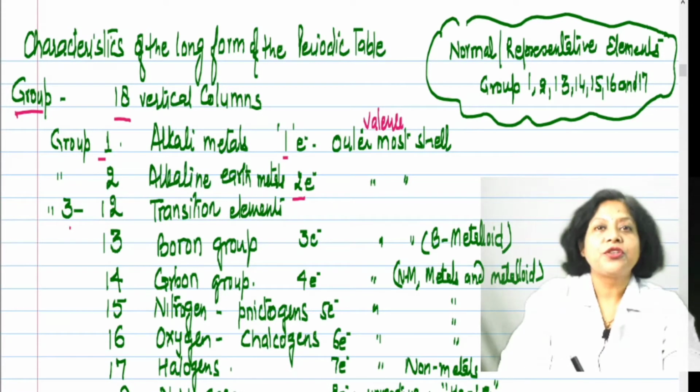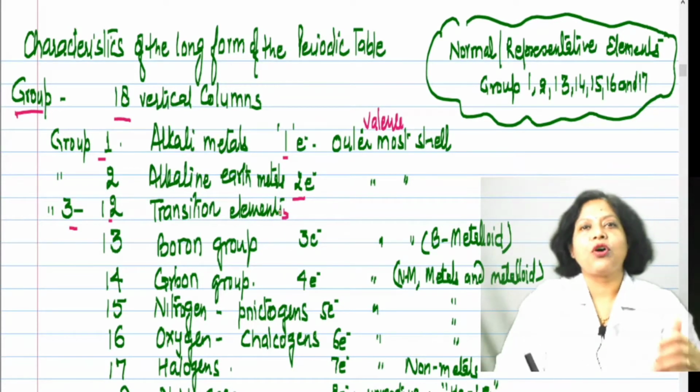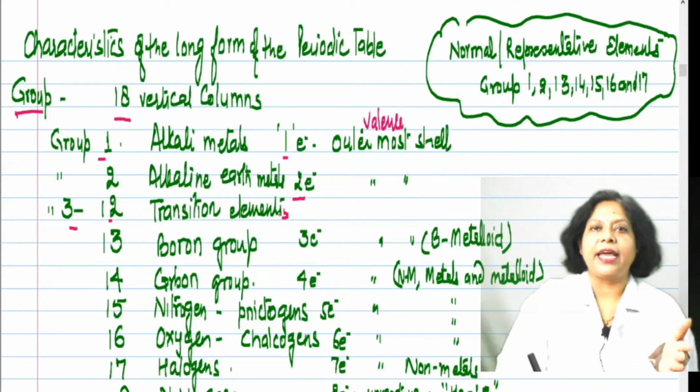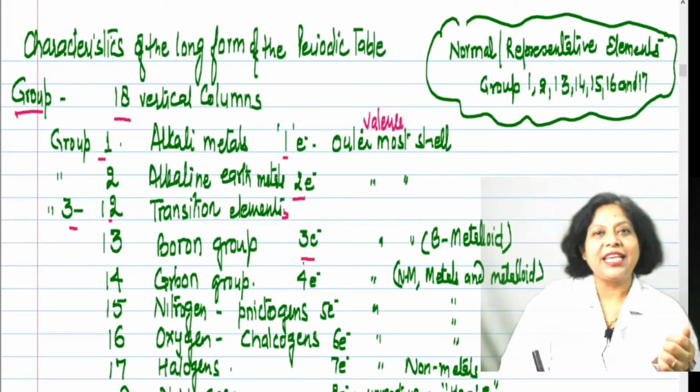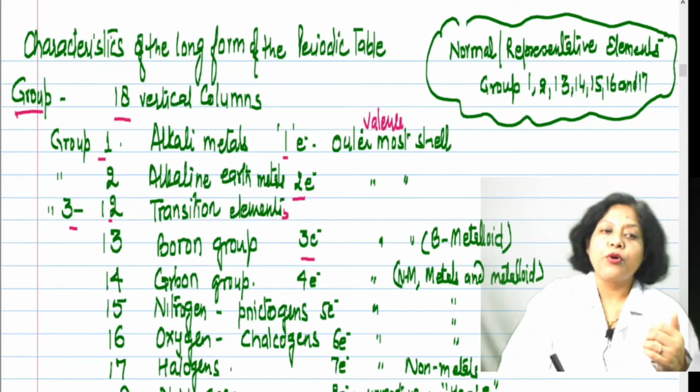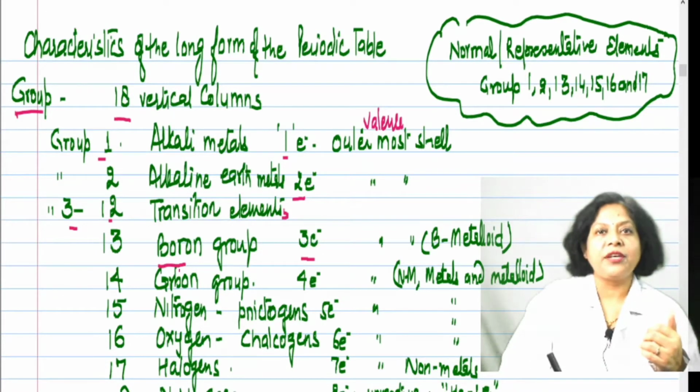Then group 3 to group 12, they are known as transition elements, and they have accordingly electrons in the outermost shell. Then group 13 is known as the boron group. It has 3 electrons in the outermost shell, or it has 3 valence electrons. Now remember, boron is the only metalloid, the rest are all metals.